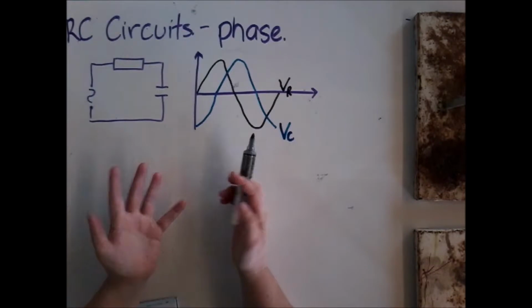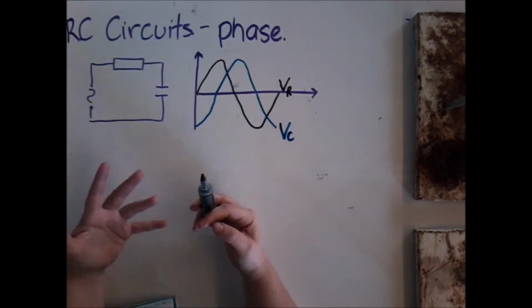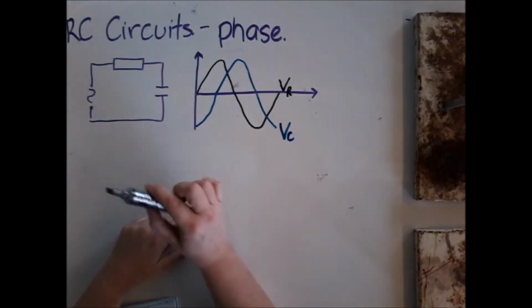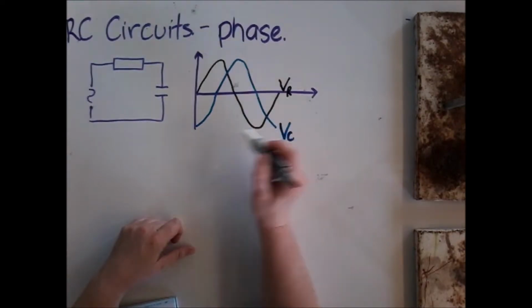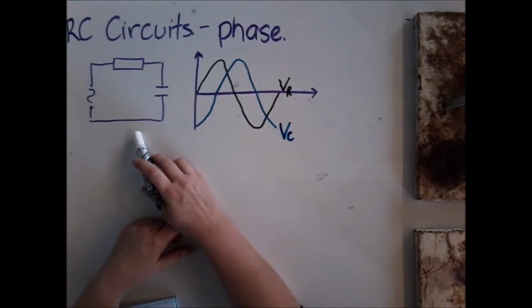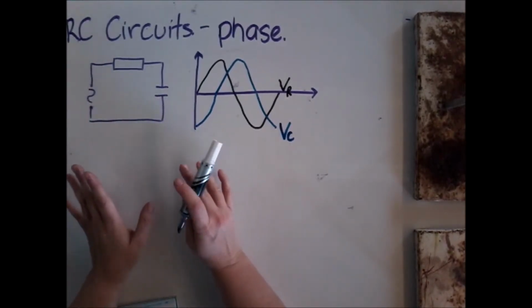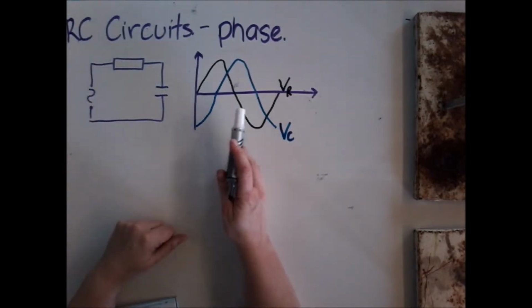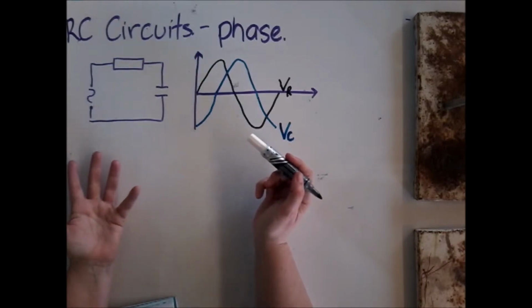So electricity, weirdly enough, has a similar concept, the concept of phase. And what we're looking at here is the phase relationship between the voltage across the resistor and the voltage across the capacitor in an AC circuit. So our circuit's all set up, it's nice and simple, and what we find is that if we measure the voltage across the resistor and the voltage across the capacitor, this is the relationship we end up with.